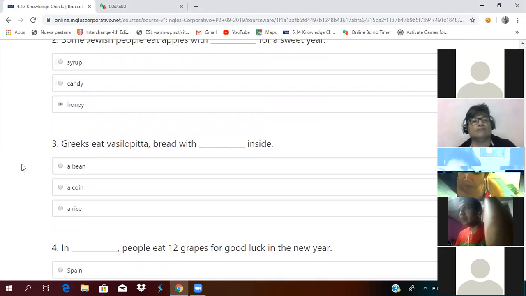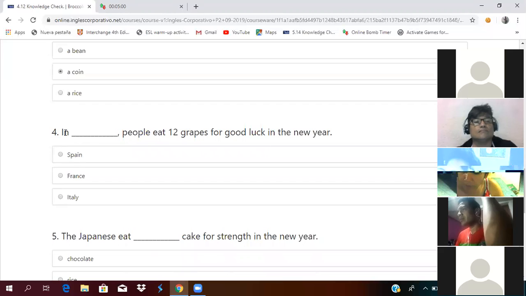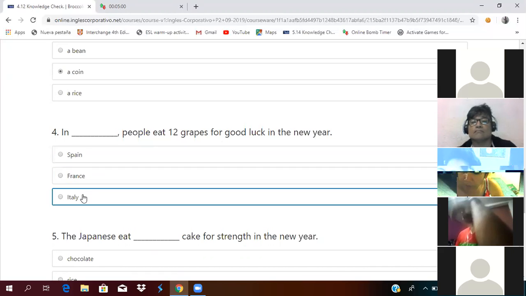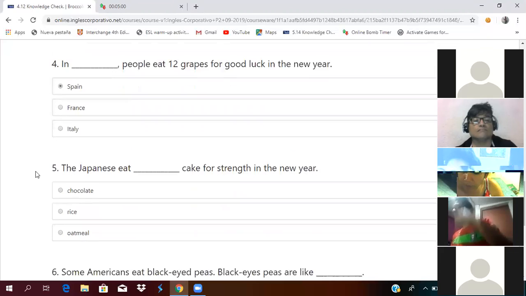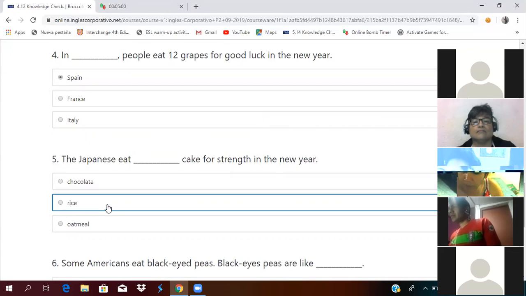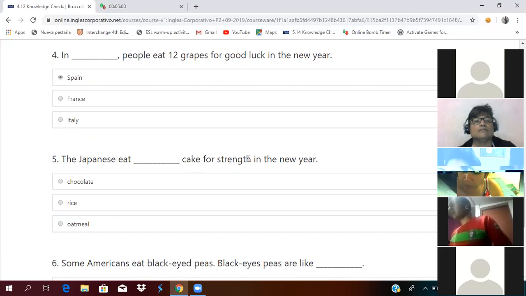Greeks eat vasilopita, bread with a bean inside, a coin inside, a rice inside. What is your answer? A coin inside. Number four, people in Spain, France, or Italy eat 12 grapes for good luck in the new year. Spain. Thank you. The Japanese eat chocolate, rice, or oatmeal cake for strength in the new year. Rice cake.